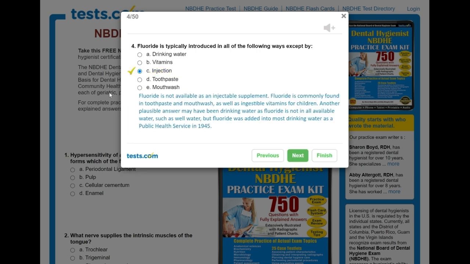C. Injection. Fluoride is not available as an injectable supplement. Fluoride is commonly found in toothpaste and mouthwash, as well as ingestible vitamins for children. Another plausible answer may have been drinking water, as fluoride is not in all available water, such as well water, but fluoride was added into most drinking water as a public health service in 1945.